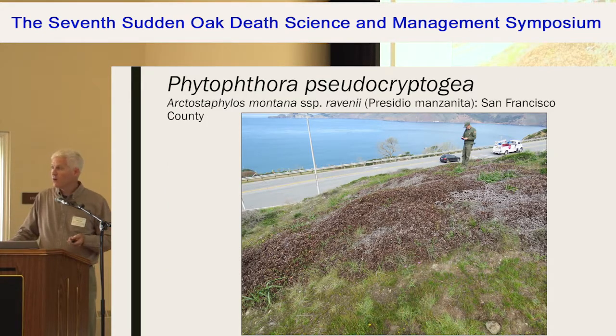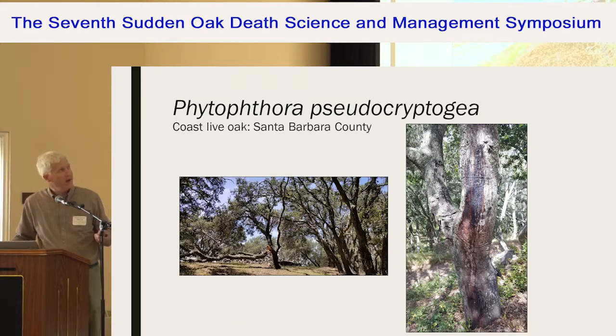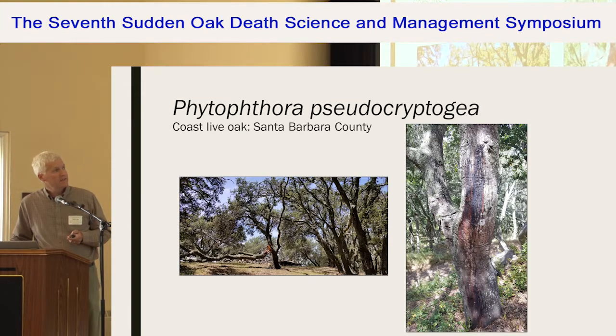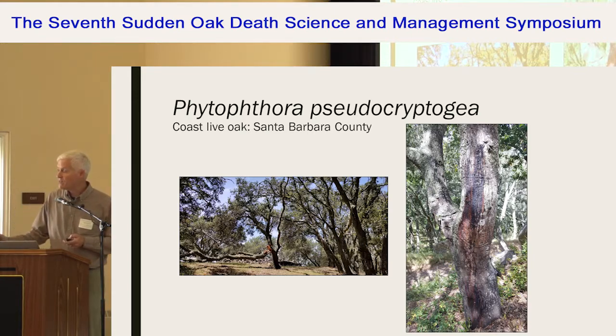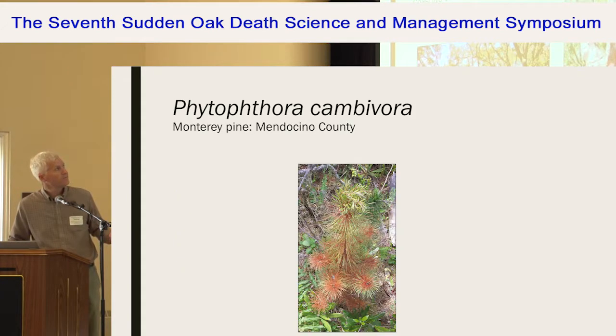And you saw this picture already, Krista showed it to us, of the manzanita here, the Presidio, the same pathogen. And here it is, these are pictures from Kim, who has been sampling coast live oaks in Santa Barbara County, that the same pathogen was isolated from. And I think these were isolated from the stem canker, right? Okay, so that's another case where it actually came out of the plant itself.